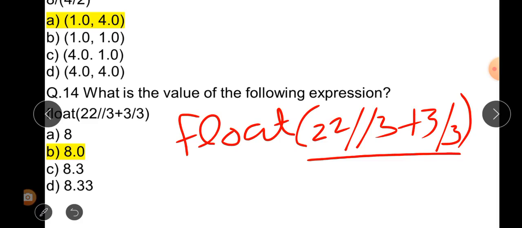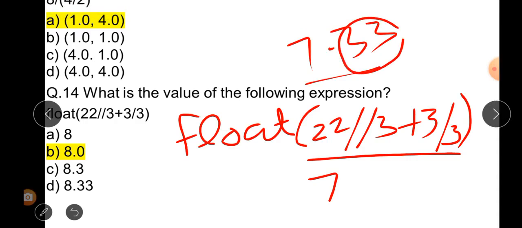So 22 floor division 3 is there. When we divide 22 by 3, we get 7. Always remember that it is a truncating operator, so whatever digits come after the decimal are chopped off or truncated. So our answer is 7. If it were the division operator, the answer would be 7.33, like that, but this part is truncated. So our answer is 7 as far as the first part is concerned. And for the second part, 3 divided by 3, the answer is 1.0.